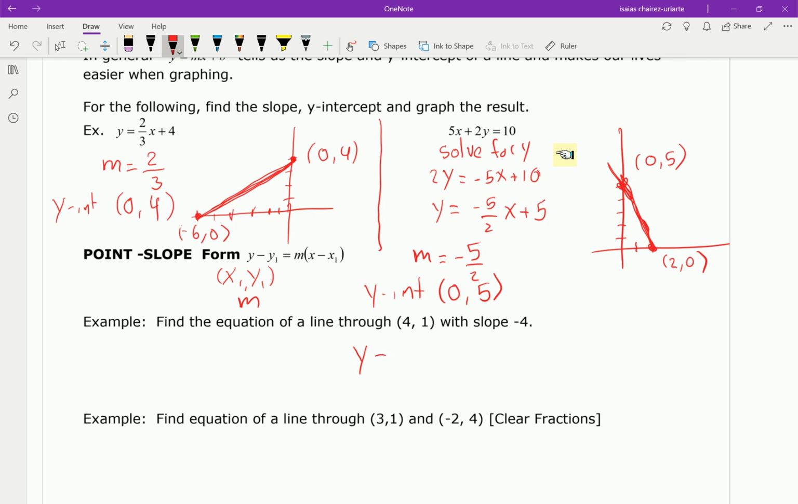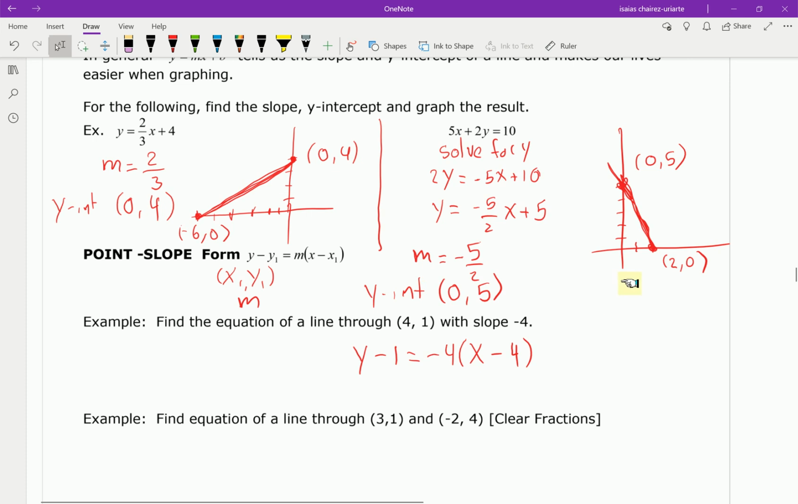So y minus 1, so y minus my y coordinate is equal to negative 4 times x minus my x coordinate, x minus 4. That is it. That's the equation of the line I'm looking for. That's it. I'm done. The only thing though is that this point slope form is not, maybe, I don't know.